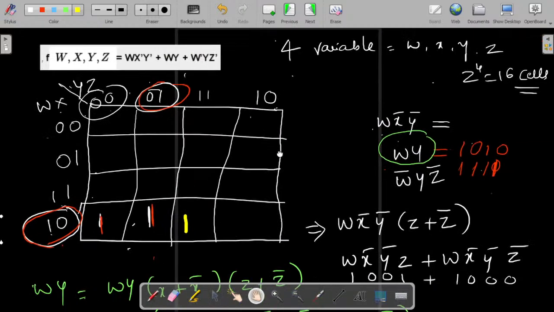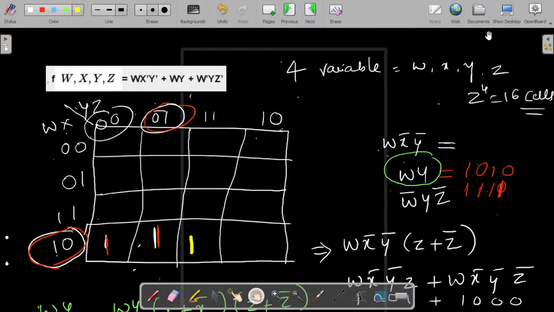So this is about the K map technique. In the next video I'll take one expression and solve it using the K map.